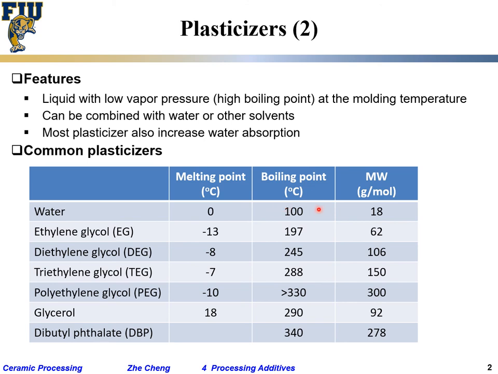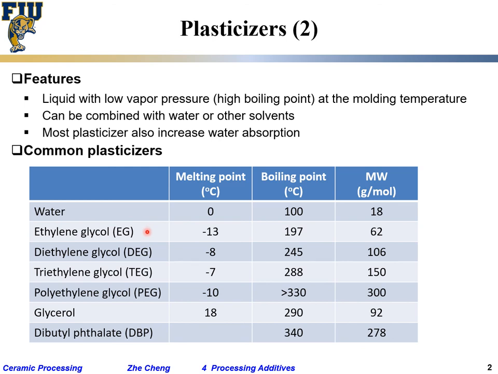Of course, if we are molding at too high a temperature, the water will not be very good because your paste would what? Your paste would dry up too quickly, which is not good. So if you have to mold at a higher temperature, you probably want to choose something like ethylene glycol, or some other material that gives you a much higher boiling point, which means at a higher molding temperature, it doesn't dry too fast.